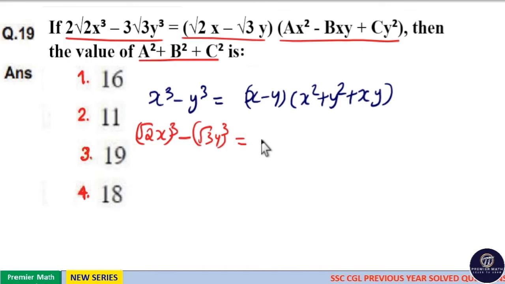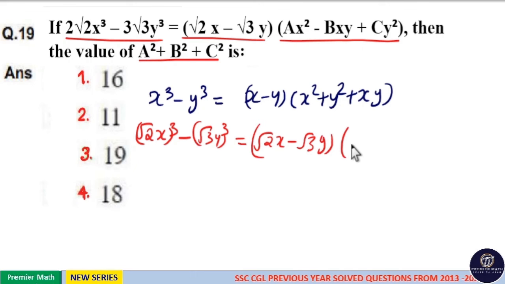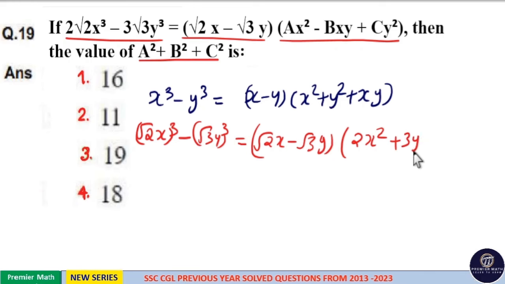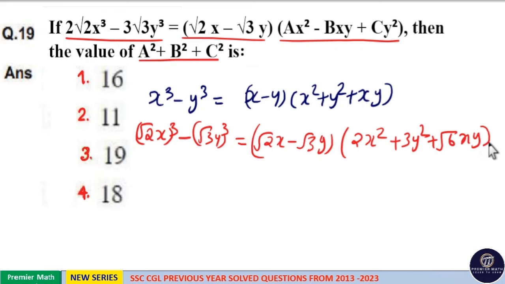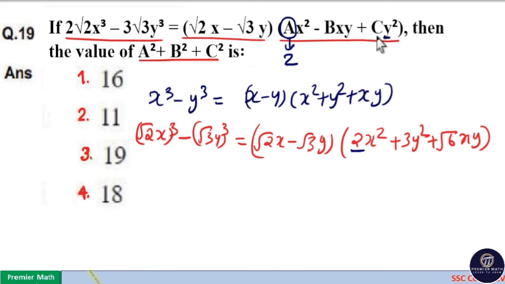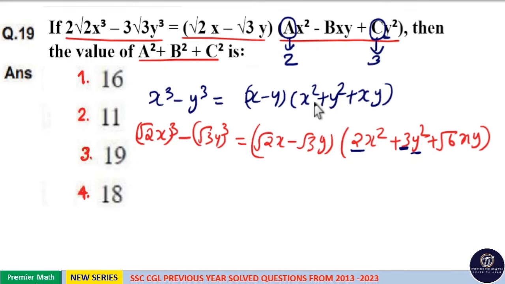Now x cube minus y cube means root 2 x minus root 3 y into root 2 x the whole square is 2x square, root 3 y the whole square is 3y square, and root 2 x into root 3 y is equal to root 6xy. Now you can see here x square coefficient is a. Here x square coefficient is 2. So a is equal to 2. Now y square coefficient is c. And here y square coefficient is 3. So c is equal to 3 here. Now xy coefficient is minus b.